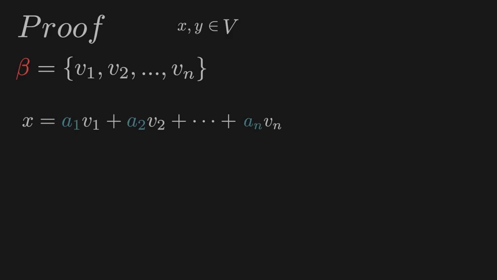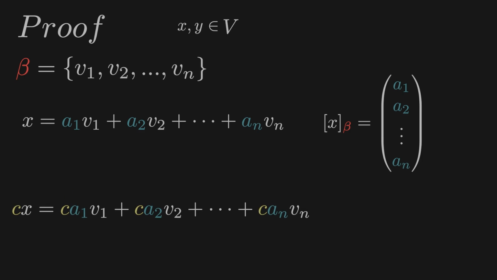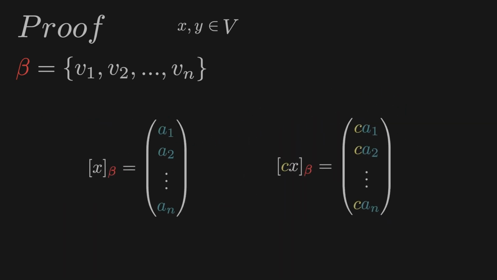Now, we will prove the coordinate vector for cx will be c times the coordinate vector for x. If we have x equals a1 v1 plus all the way up to an vn, the coordinate vector for x in beta will be a1 all the way up to an. Then, if we multiply both sides by c, the coordinate vector for cx will be ca1 all the way up to can, which is just c times the coordinate vector for x.